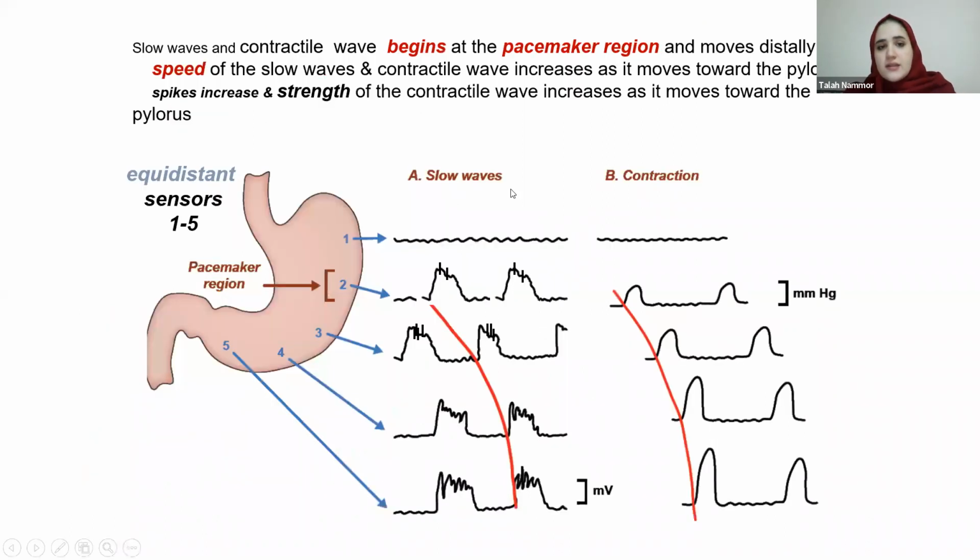What happens is that as we go further away from the pacemaker region, the strength of the waves gets stronger and stronger. Can you guys tell me, why do you think the strength gets stronger and stronger? Do you have any idea why?